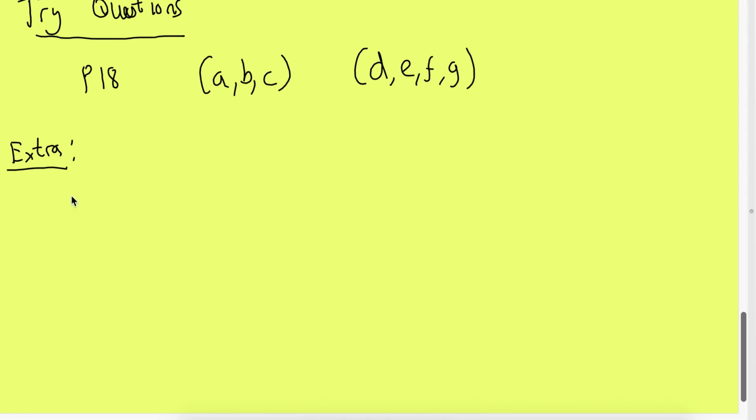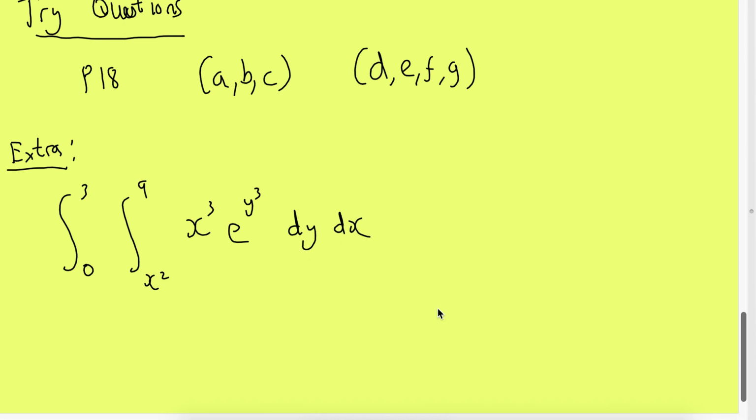If you want to try the integral between 0 and 3 of the integral from x squared to 9 of x cubed e to the power of y cubed dy dx. Again, that's one of those ones that would be impossible if you tried to do it the way it looks just now. You would need to change the order of integration.